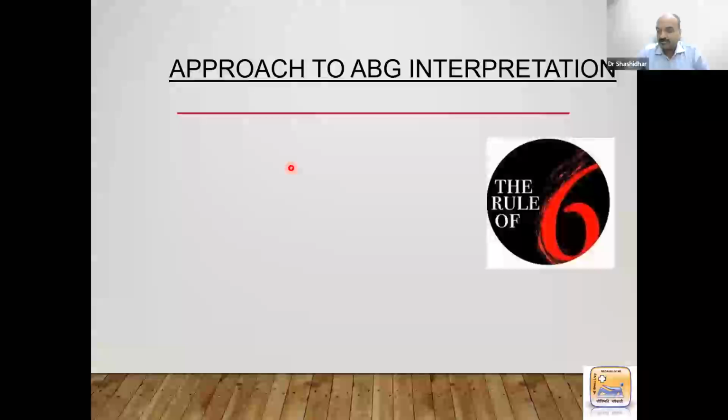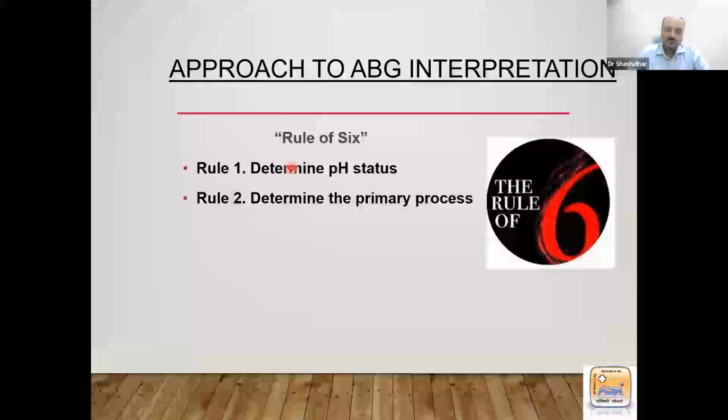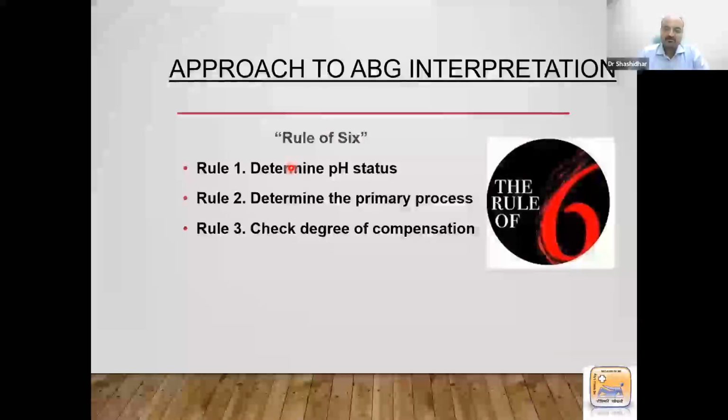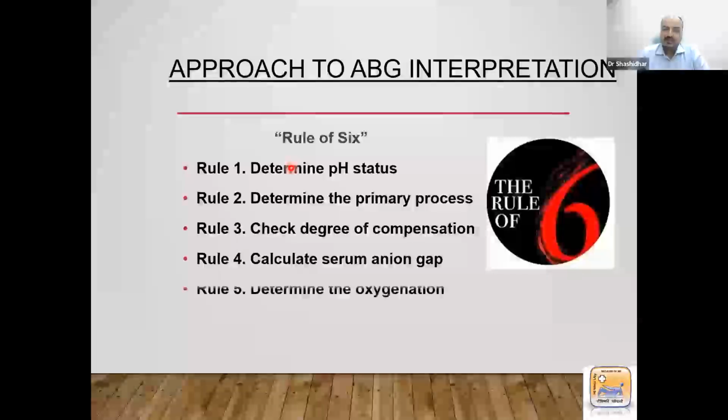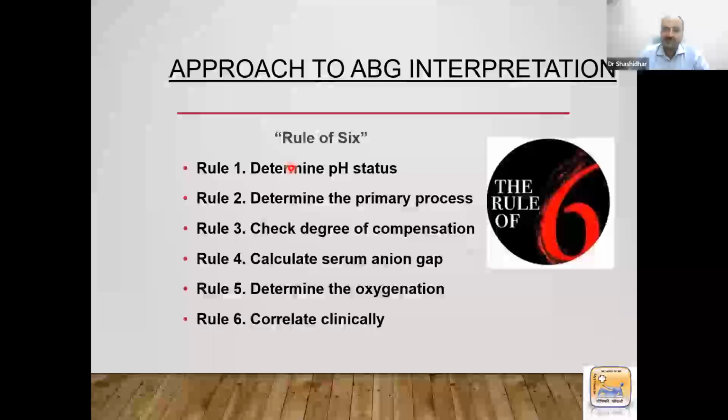Next, coming to the crux of today's presentation, which is the approach to ABG interpretation. There are 6 steps, the rule of 6. The first is to determine the pH status, which is the simplest of the steps. 2, you have to determine the primary process which is causing the problem. 3, you need to check if there is adequate compensation. 4, you need to look at the anion gap. 5, you determine the oxygenation. Lastly, you need to correlate clinically.